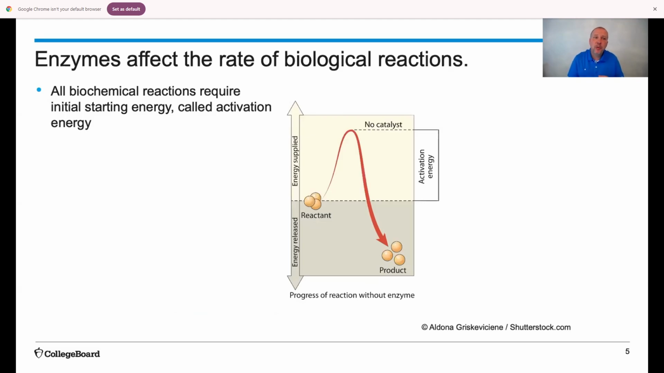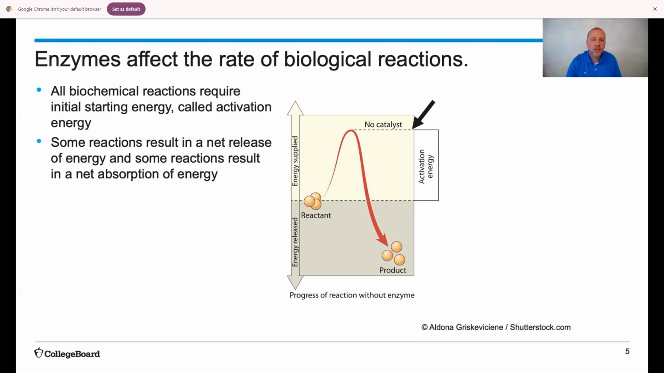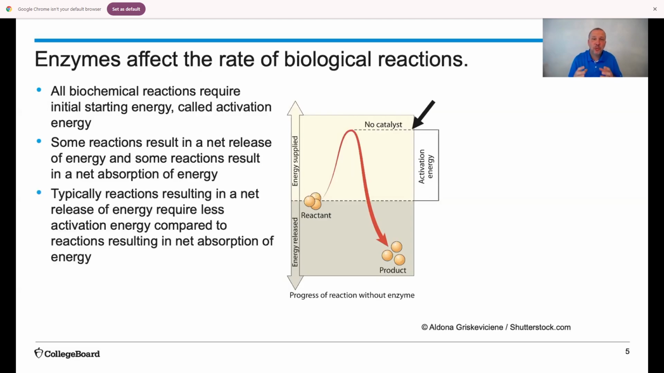All biochemical reactions require an initial starting energy called activation energy, as shown on the chart. Some reactions result in a net release of energy, and some reactions result in a net absorption of energy. Typically, reactions resulting in a net release of energy require less activation energy compared to reactions resulting in net absorption of energy. So what do enzymes do?